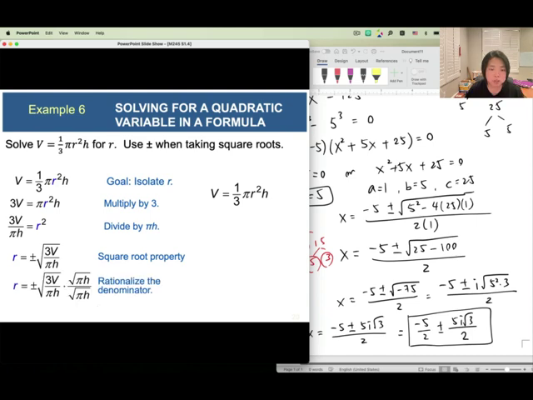And then we try to rationalize the denominator, so we're going to multiply by the square root of pi times h over the square root of pi times h. So final answer.